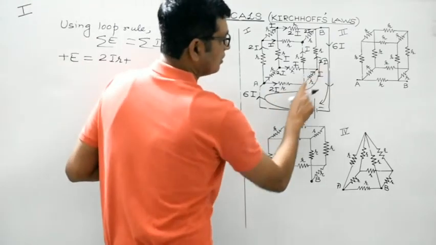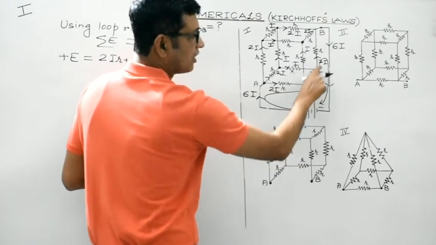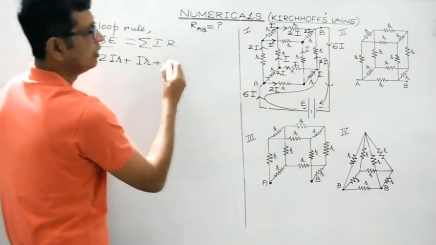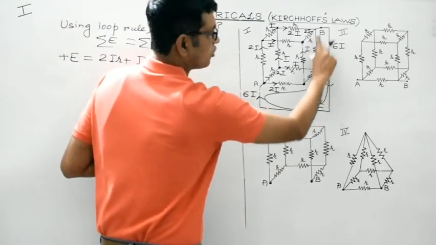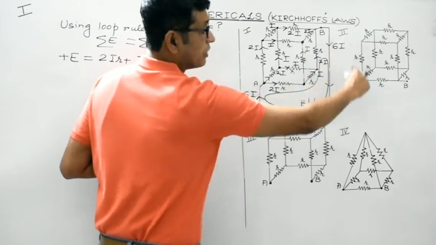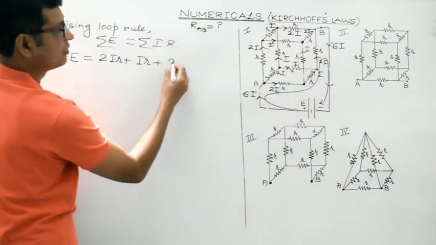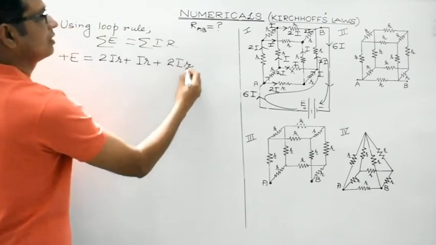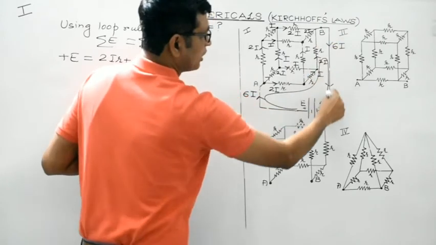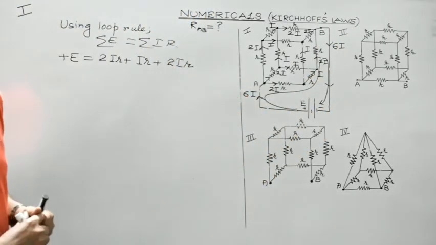Plus, here we are dealing with this particular loop. In this branch the current is again flowing in the same direction as that of the measurement of the loop, so it will be plus IR. Plus consider this branch. Here again the current is flowing in the clockwise direction, so this needs to be taken as positive. So 2IR. So this is the loop we have considered, and in this particular closed part of the electrical network we have made use of the loop rule, right?